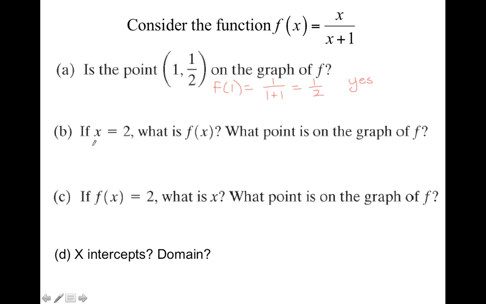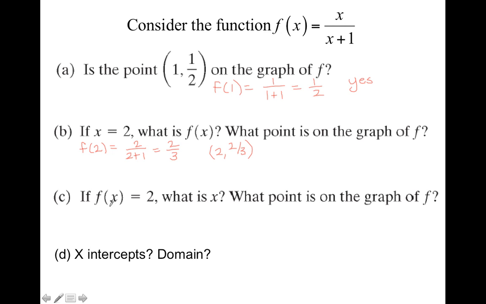Okay, part B, if x equals 2, what is f of x? So if x equals 2, I need to plug it in again. So f of 2 is 2 over 2 plus 1, so 2/3. And it's also asking what point is on the graph of f, so that is the point (2, 2/3). What we plug in is the x value, what we got out was the y value.